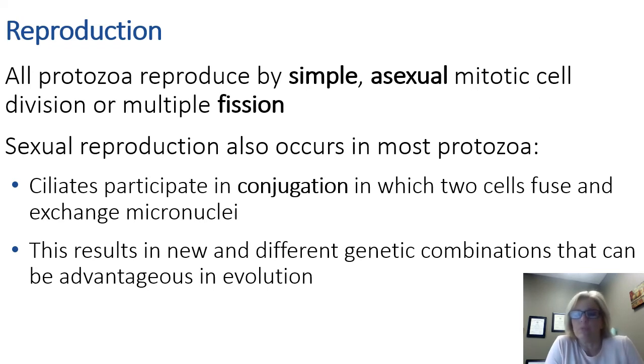How do protozoa reproduce? Well, all protozoa reproduce with a simple asexual method, usually mitotic division. Some pathogenic species like malaria and toxoplasmosis reproduce asexually with multiple rounds of division in a host cell, and they can have rather complex life cycles. Sexual reproduction also occurs during part of the life cycle for most protozoans. Ciliates are going to participate in conjugation, in which two cells fuse and exchange micronuclei. This is going to result in new genetic combinations, and of course that's advantageous, and it gives evolution something to act on.